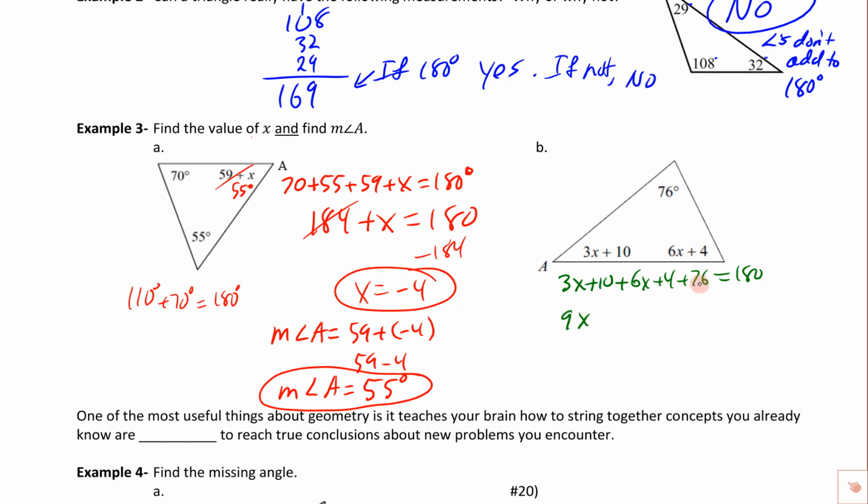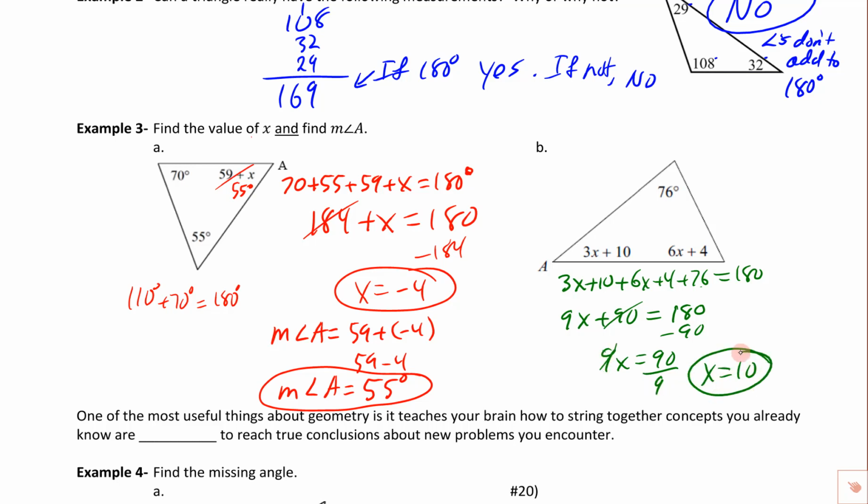These two together, 4 plus 76 would be 80. 80 plus 10 would be 90. Okay, and that actually turns out to be pretty nice because when I move this to the other side, these are numbers I probably don't even need a calculator for. This would be 180 minus 90 is 90. We're going to divide by 9, so we're going to end up with x equals 10.